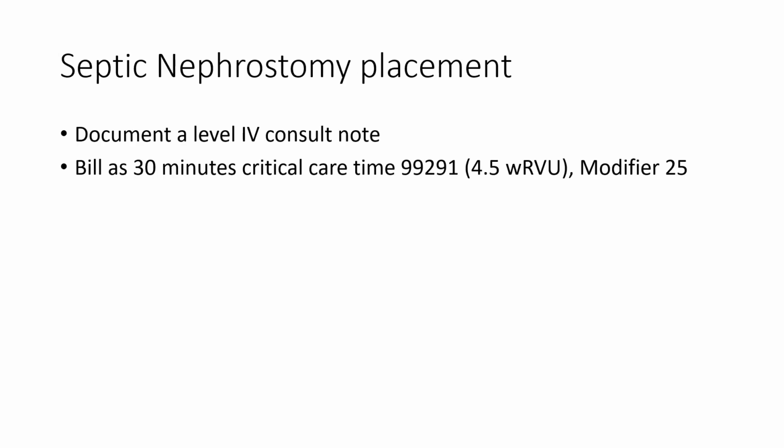Fourth thing, again, this is a septic nephrostomy tube. We've already kind of discussed this. And all I'm saying is on this one, this is where you could potentially bill 30 minutes of critical care time. If I'm in the ICU trying to stabilize this patient, then that's a case where I would bill 99291, which is 30 minutes of critical care time. And if I do a nephrostomy on the same day, I'm going to modifier 25 that.